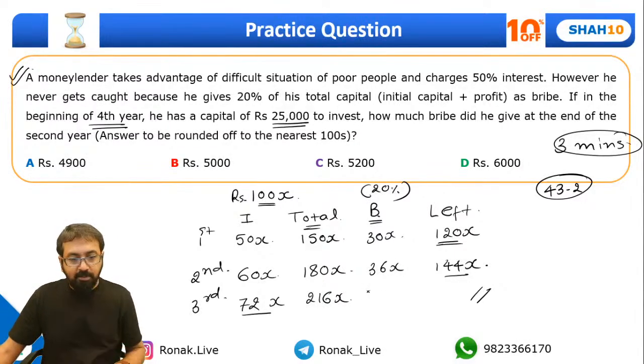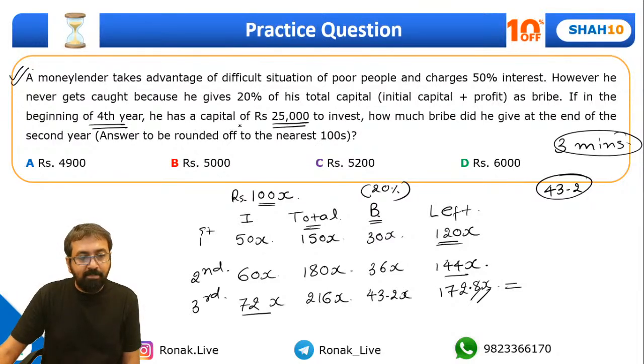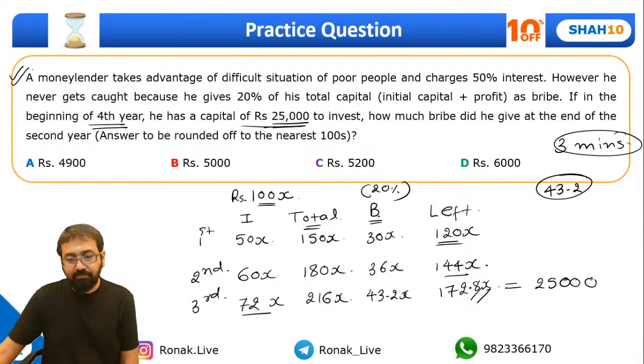44 minus 43.2 is 172.8x, right? Subtract 43.2x, so he'll be left with 172.8x, and this is given as 25,000, so he has capital of 25,000. So 172.8x is 25,000.